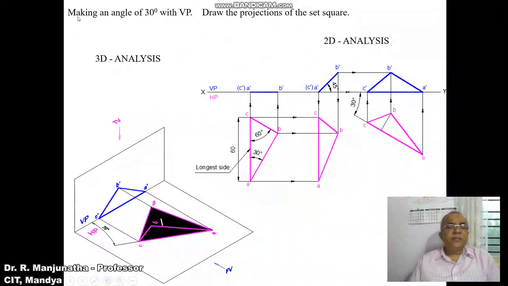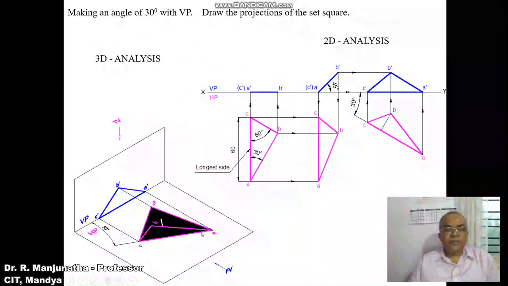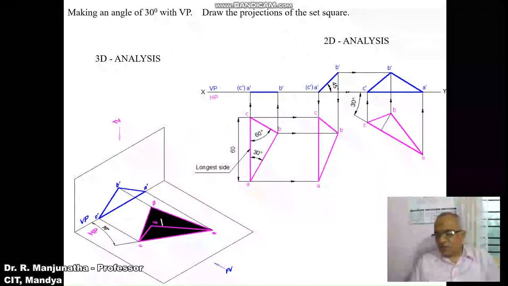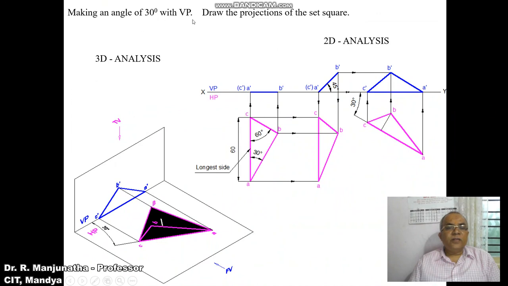Now when you go to the third position, making an angle of 30 degrees with VP, here he has given the true inclination. Since the line is parallel, the longest side is parallel to HP, so we're getting the true length in HP. See, this is the true length and it is also inclined at 30 degrees. He has also given the true inclination. So in projections of lines, on true inclination, we are always going to get the true length.